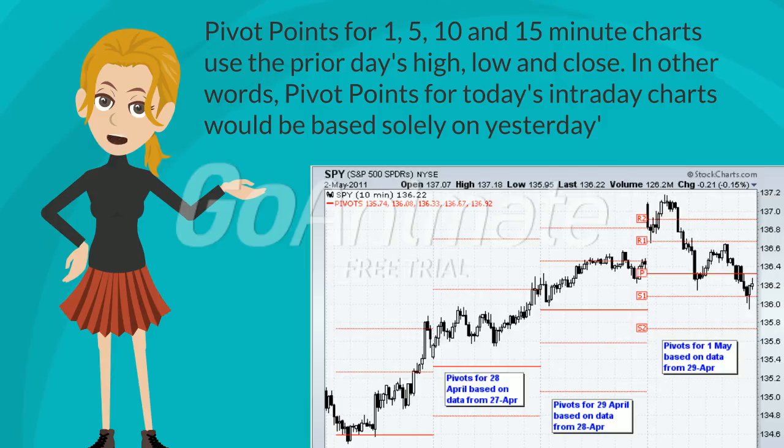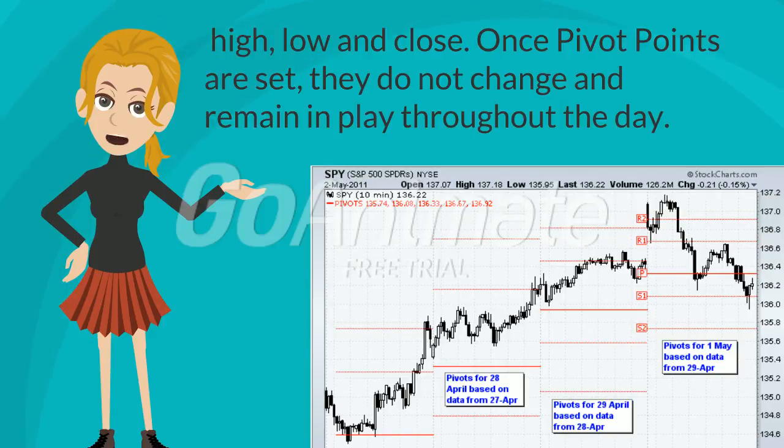Pivot points for 1, 5, 10 and 15-minute charts use the prior day's high, low and close. In other words, pivot points for today's intraday charts would be based solely on yesterday's high, low and close. Once pivot points are set, they do not change and remain in play throughout the day.